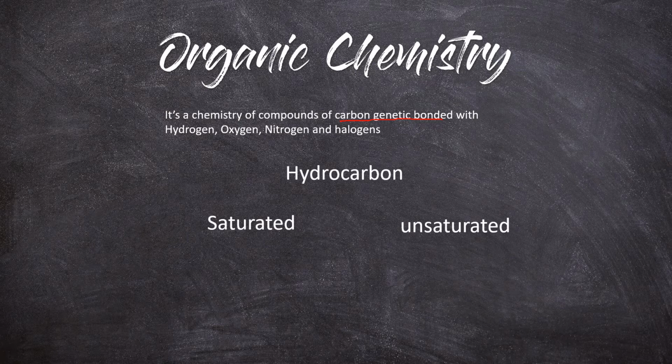Hydrocarbons are made up of carbon and hydrogen. Hydrocarbons are divided into two groups, that is saturated hydrocarbons and unsaturated hydrocarbons.